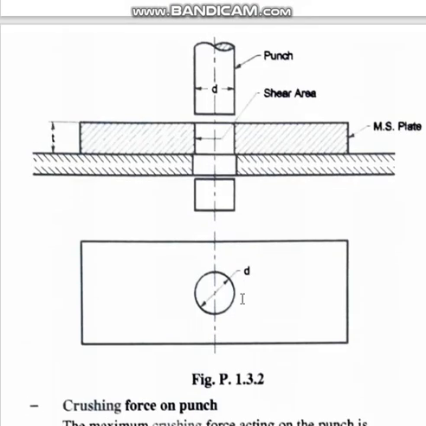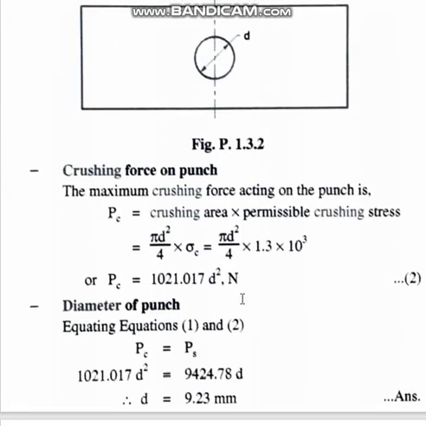First we thought about the plate, now coming to the punch. What is the area of failure here? This is pi by 4 d square because it is circular in cross section. And what is the permissible crushing stress? That is sigma c. So what is the maximum crushing force? The maximum crushing force on the punch that will be coming, say P is the load.